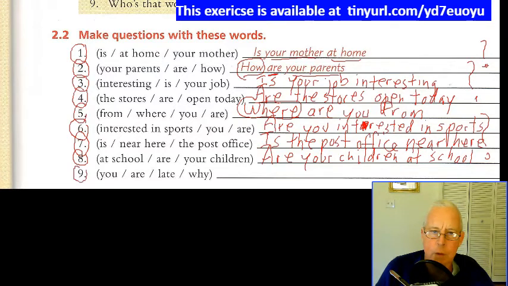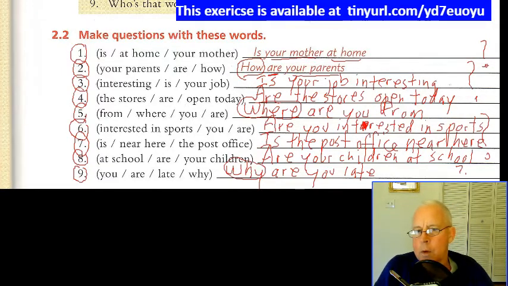So I hope you're getting a feel for the order of these words. So you are late. Why? Well, WH at the beginning. Why? And then are you late? Why are you late? So WH at the beginning. Why are you late? Answer, because I missed the bus.